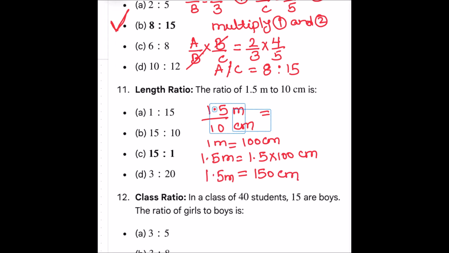Now instead of 1.5 meter we can write 150 centimeters and 10 centimeters. Here denominator is 10 centimeter. Now we can simplify. This 0 and 0 get cancelled. So this is 15:1. So option C is the correct answer.